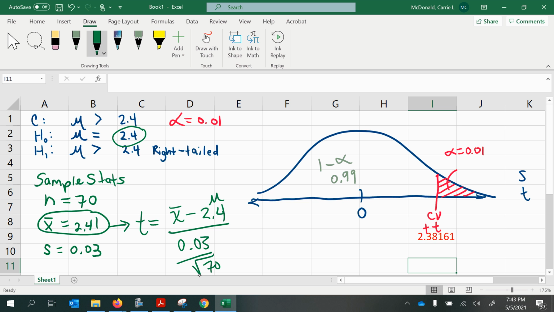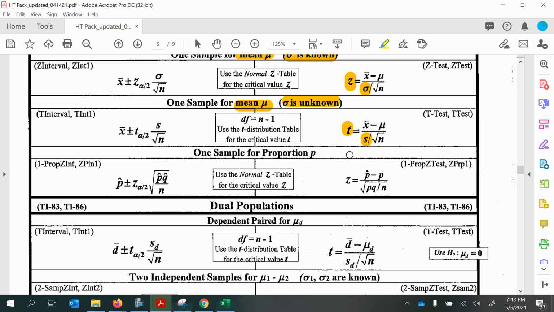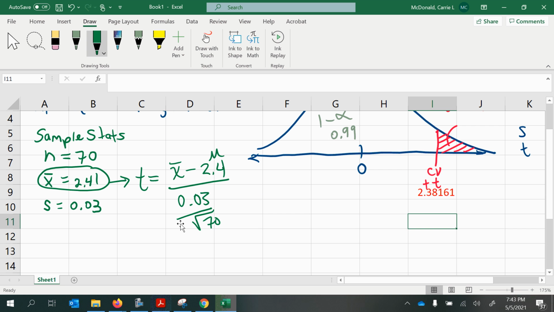So where am I getting that from? Well, I know it by heart now, but if I was looking at this formula, that's what I'm doing right here. This formula: t equals x bar minus mu divided by s divided by the square root of n. All right, so now that I know how I'm going to calculate this, let me go ahead and get my test statistic, which is a t-score in this case.